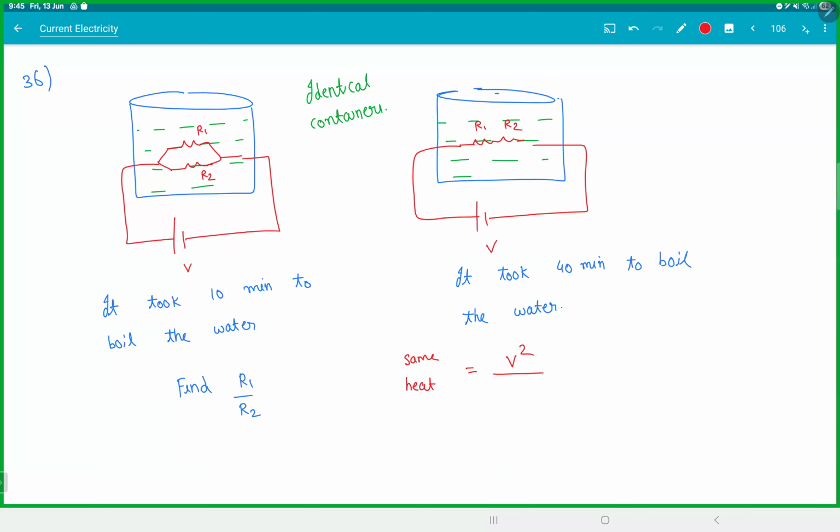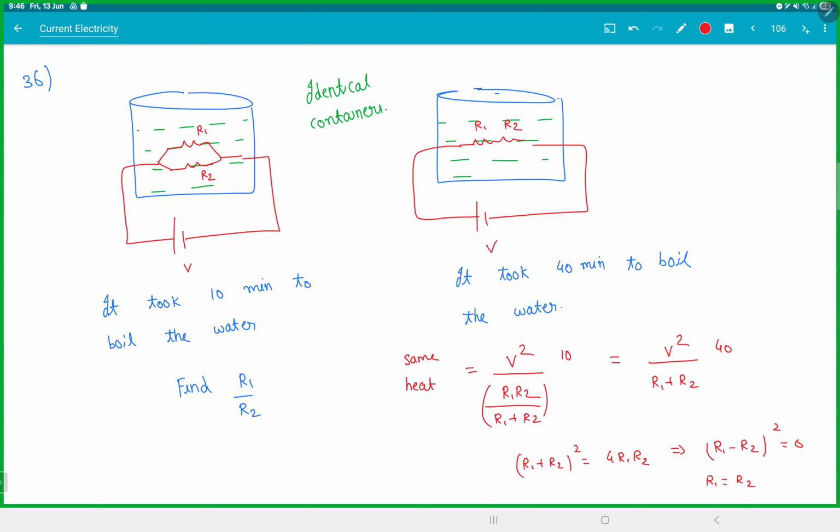So this is V square by R equivalent, which is R1 R2 by R1 plus R2. That's your power in the first one, into time of 10 minutes. This should be equal to the second one, V square by R equivalent, which is R1 plus R2, times 40 minutes. If you solve this, you will end up with R1 plus R2 whole square is equal to 4 R1 R2. So R1 minus R2 whole square is 0. R1 is equal to R2.